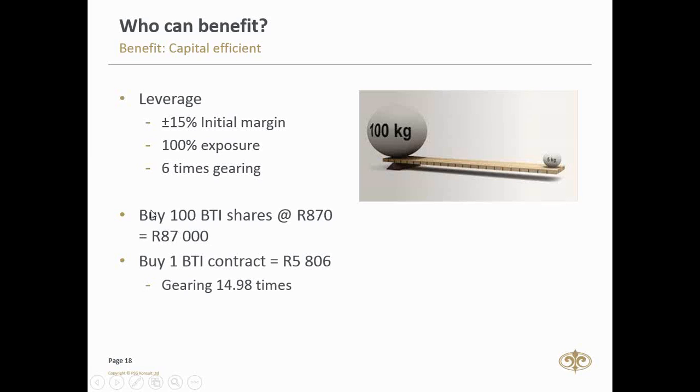But let's also look at a practical example. Yesterday, we were talking about British American Tobacco, BTI. They were trading at 870. So if you had to go buy 100 shares, you had to outlay 87,000 Rand to have that 100-share exposure. With a single stock future, to buy one contract, which is the equivalent of 100 shares, I need to put on 5,806 Rand. So my gearing is 14.98 times. If the share moves up R1, my derivative moves 14.98. So you understand that relationship. That's why the advanced traders get excited, because I can maximize my capital more efficiently.